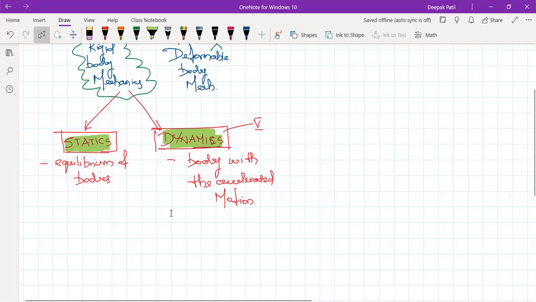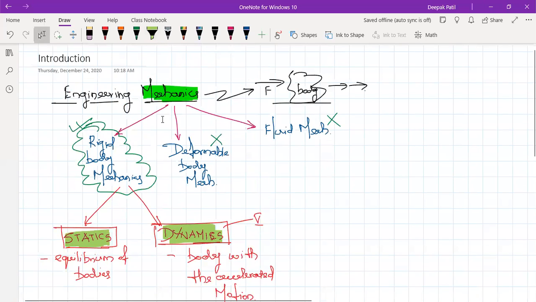So in our subject, we are mainly studying engineering mechanics. If I want to summarize whatever I had told till now, we will be studying the engineering mechanics subject. In engineering mechanics, we have three broad branches. The first deals with the rigid body mechanics. The second deals with the deformable body mechanics. And the third one deals with the fluid mechanics.